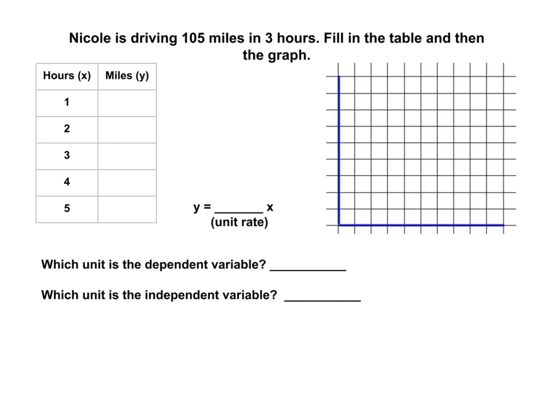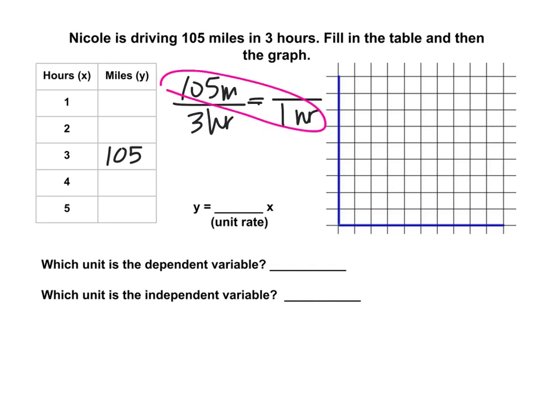So the rate that they're giving us is 105 miles for 3 hours. So the first thing I would do is find that unit rate. Remember, we're going to set up our proportion 105 miles over 3 hours. And if we're finding unit rate, we're going to set it up equal to something over 1 hour. So I want to know how much it is for 1 hour. Remember, we are going to cross multiply and then divide.